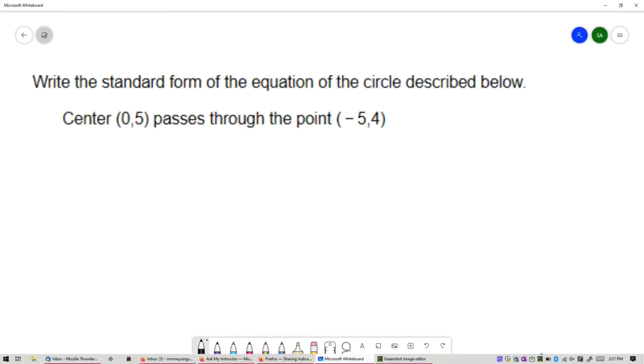All right, so let's get started on this one. This question says, write the standard form of the equation of a circle described below. The circle will have a center of (0, 5), passing through the point (-5, 4).